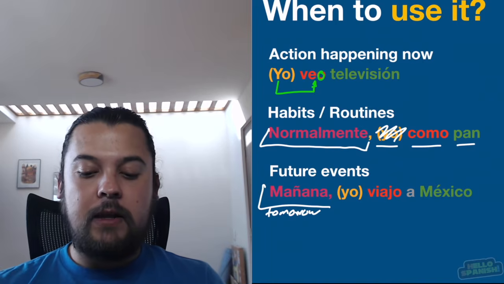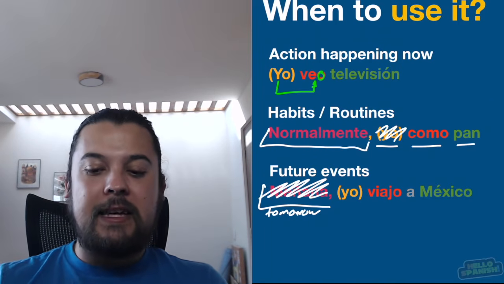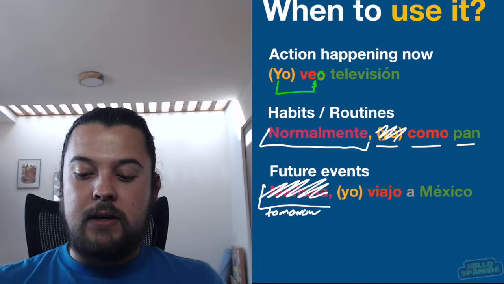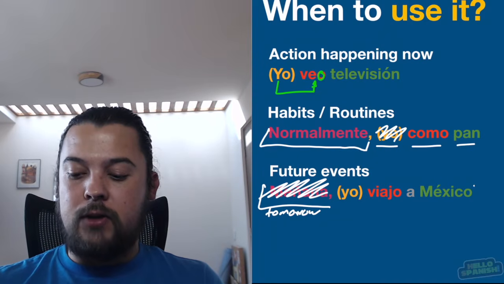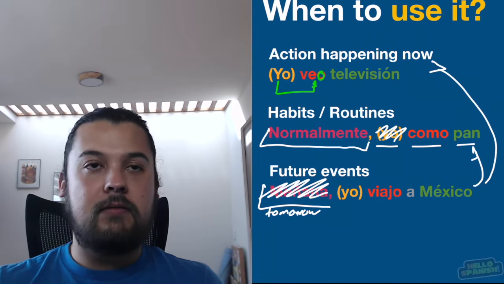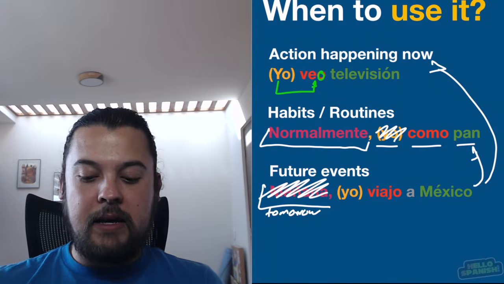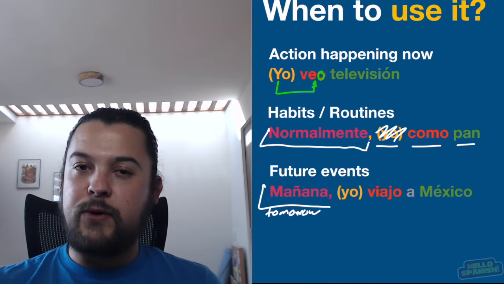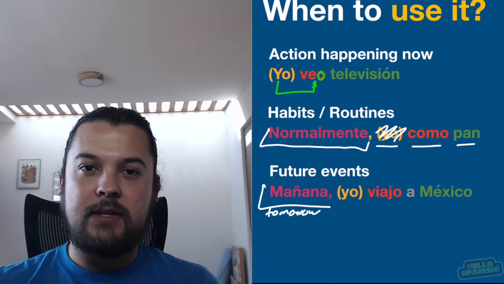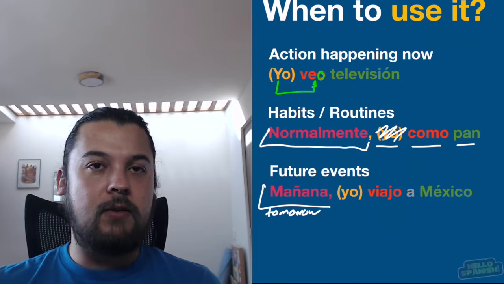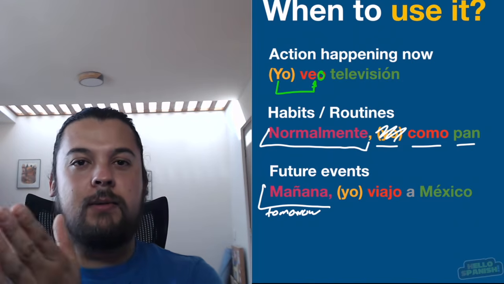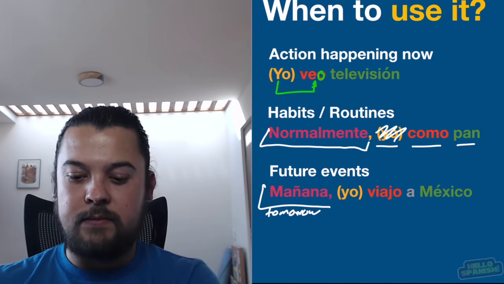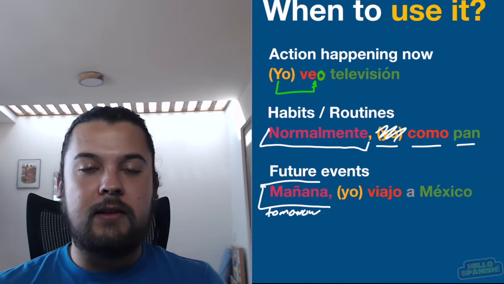If you didn't have the word mañana, this sentence, viajo a México, I travel to Mexico, would either mean a routine, but most likely an action happening now. If you have the word mañana, then that gives the idea of future. Therefore, the sentence means something like tomorrow I am traveling to Mexico. Tomorrow I will travel to Mexico. But remember, you do need the word mañana.